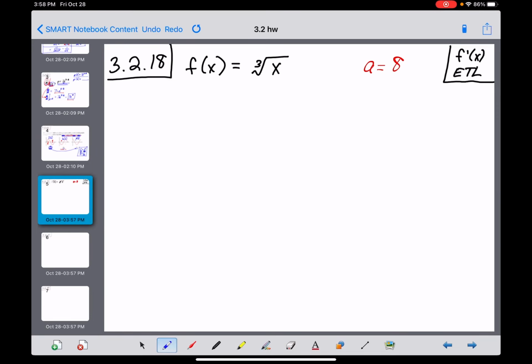All right, number 18 in 3.2 is asking you to compute f prime of x and find an equation of the tangent line to the graph at x equals a. So here's the function we've been given. Here's the a value they want us to do it at.